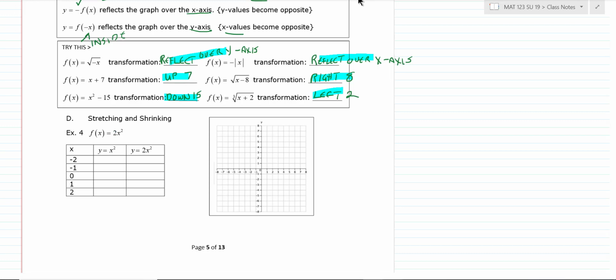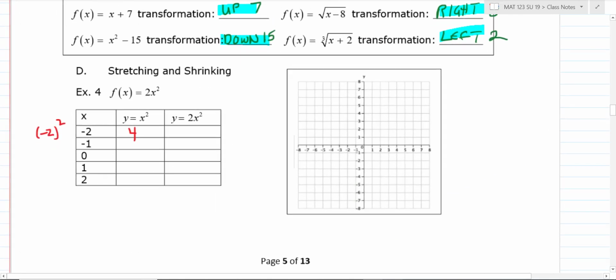Okay, so we're going to just do a squaring function. So we're going to do negative 2 to the second, which is 4. I need to zoom on this a little bit so I can see what in the world I'm doing. Then negative 1 to the second is 1. 0 to the second is 0. 1 to the second is 1. And 2 to the second is 4.